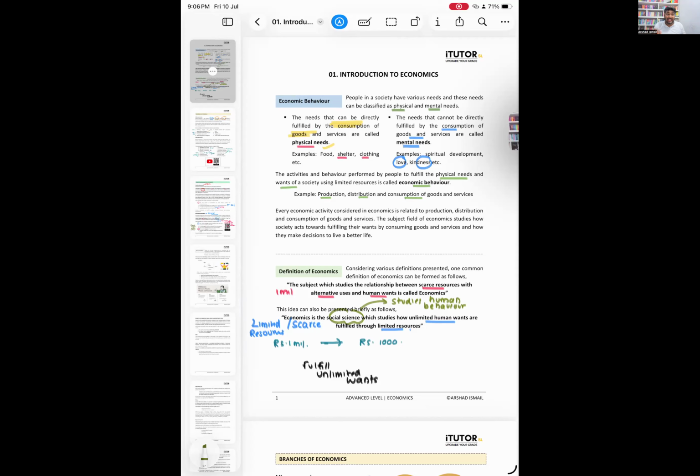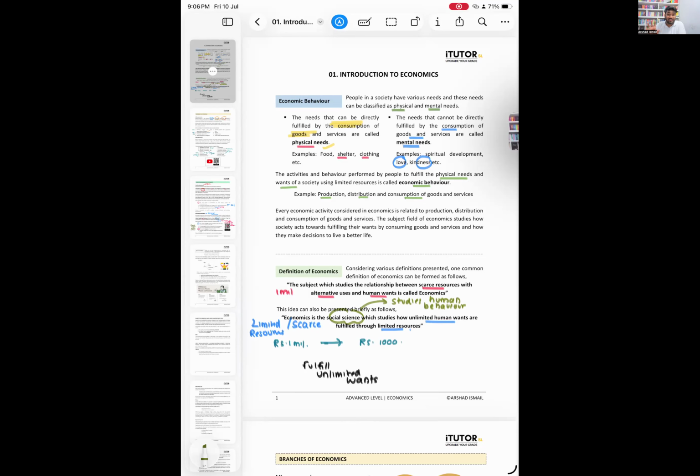Then I told you economic behavior, or in economics, we focus on, Lamai, how people fulfill their physical needs and wants, not mental. We don't look at how to find love, how to be kind. We focus on how you fulfill your physical needs and wants. For that, production, consumption, distribution activities all take place. We'll learn those later. Then I went on to teach you the definition of economics.